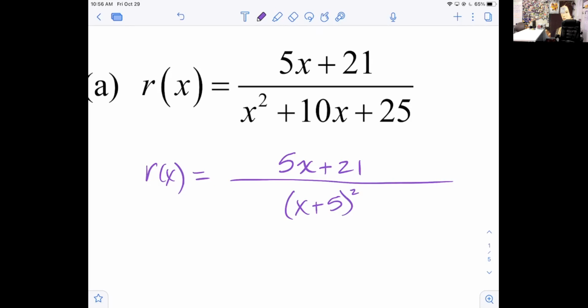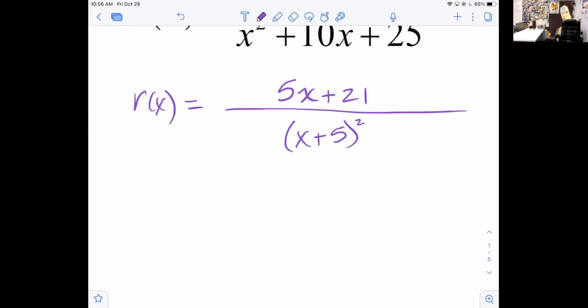That's good. All right. Now, once we have it factored, it's super easy just to tell what value, in this case, value, makes the denominator 0. What is it?